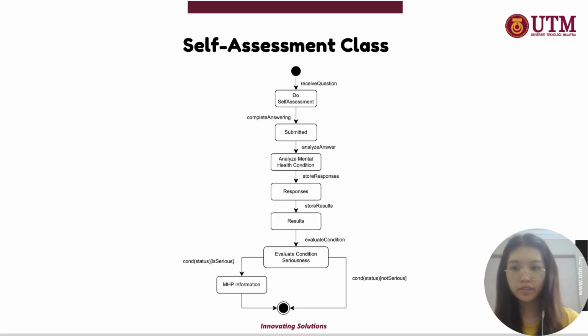This figure illustrates the state transition diagram for the self-assessment process. It starts when the system receives a request to begin the self-assessment. The student then answers questions in the do self-assessment state. After finishing, the answers are submitted and analyzed in the analyze mental health condition state. The system saves the responses and results. Then the system checks how serious the condition of the student is in the evaluate condition seriousness state. If the student's condition is serious, the student is given mental health professional contact information. If not, the state transition diagram ends without further action.